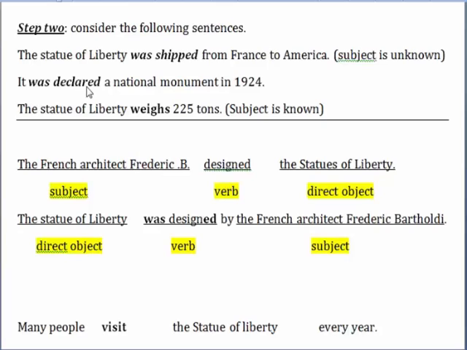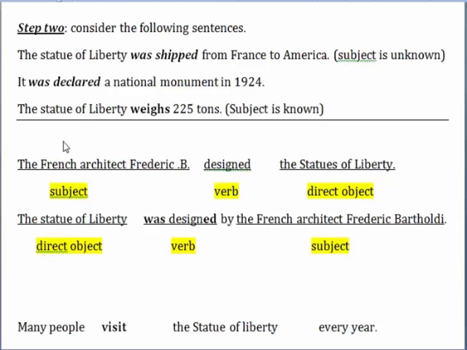The same thing in the second sentence. It was declared a national monument in 1924. Do we know the subject here? Do we know who declared the Statue of Liberty as a national monument? No, we do not. The Statue of Liberty weighs 225 tons. So now we know the subject. This is the subject. Okay? So what do we call these sentences? These kinds of sentences in which we do not know the subject are passive sentences. The sentences in which we know the subjects are active sentences.